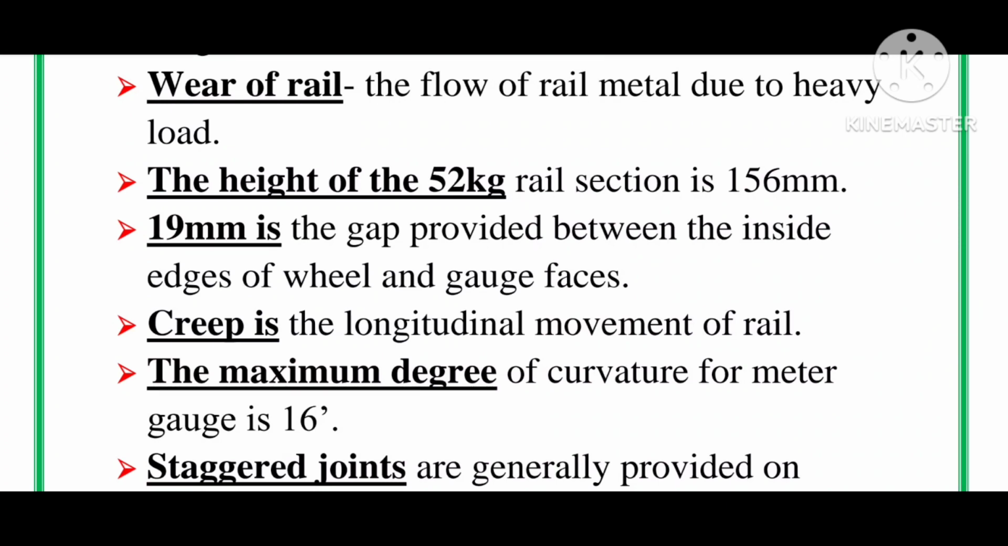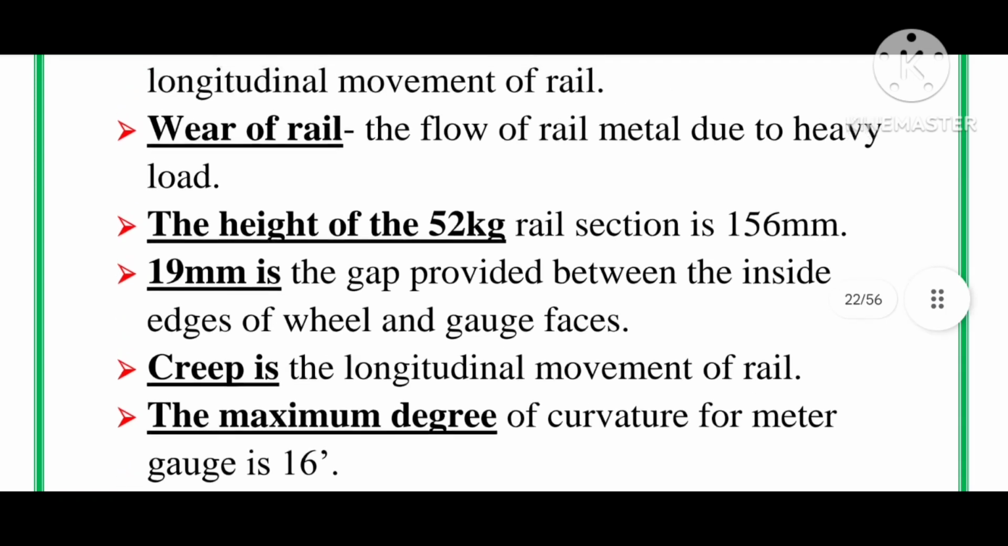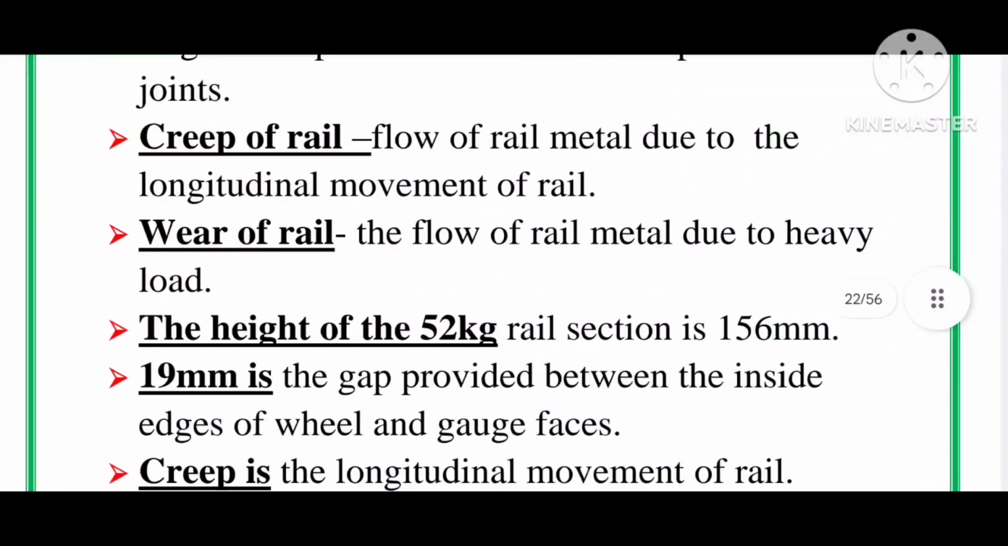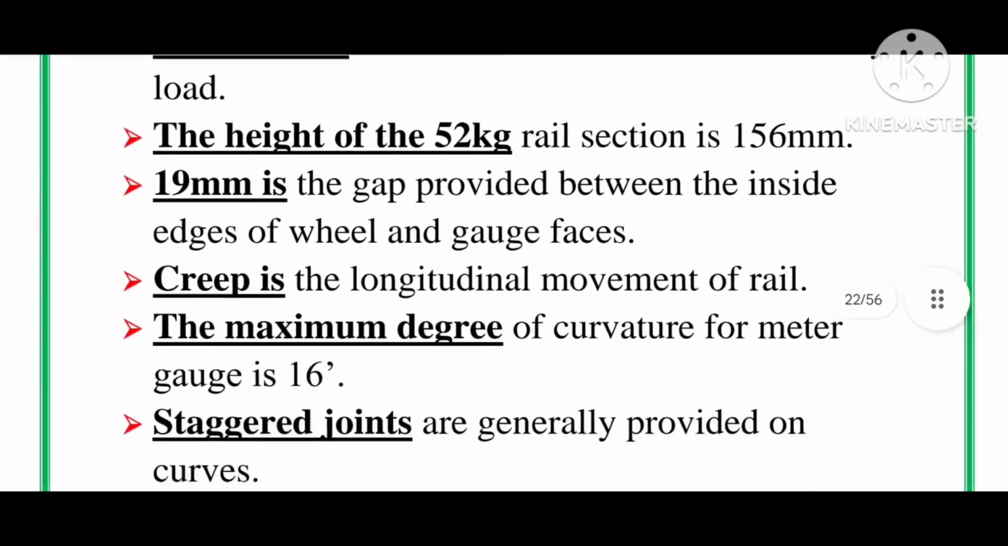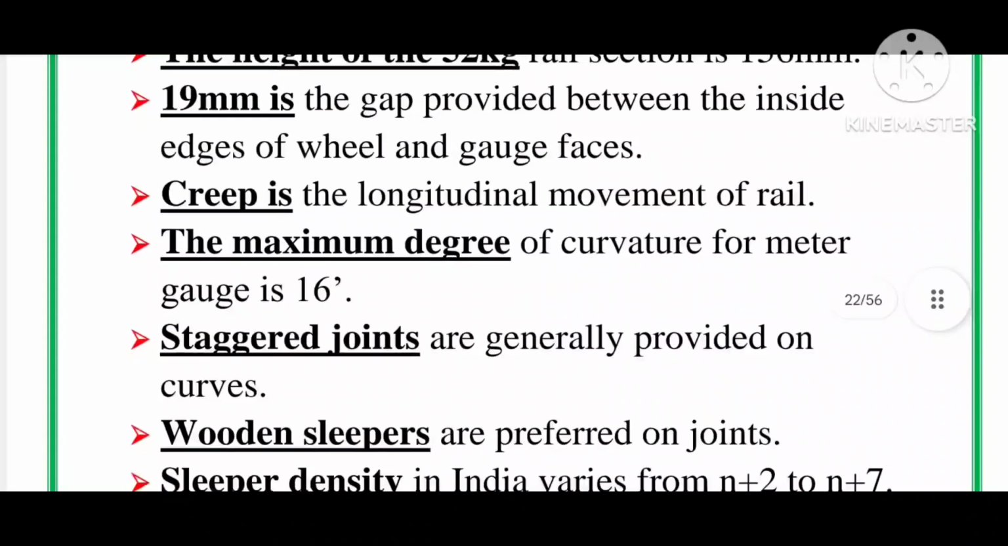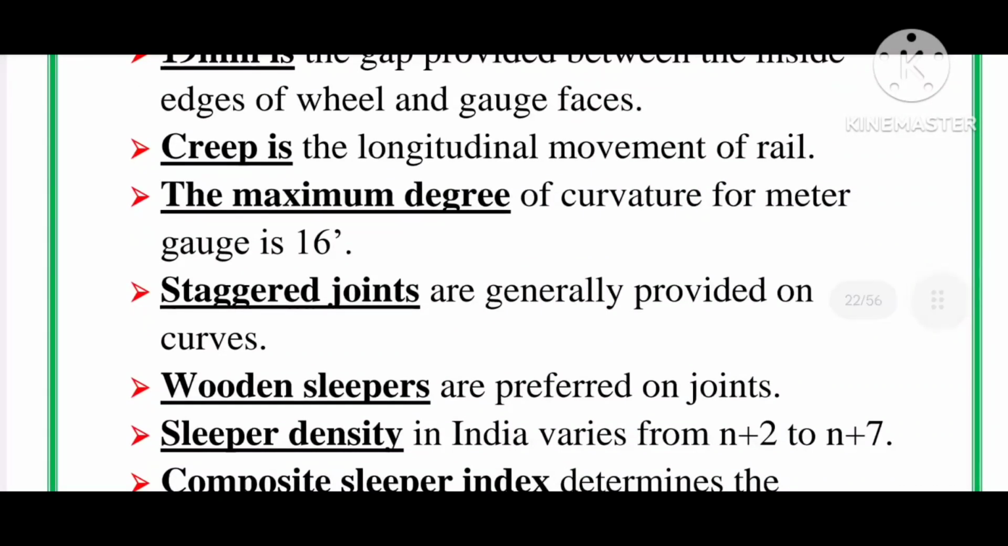Creep is the longitudinal movement of rail, that we discussed here. Creep of the rail is the flow of rail metal due to longitudinal movement of rail. Maximum degree of curvature for meter gauge is 16.